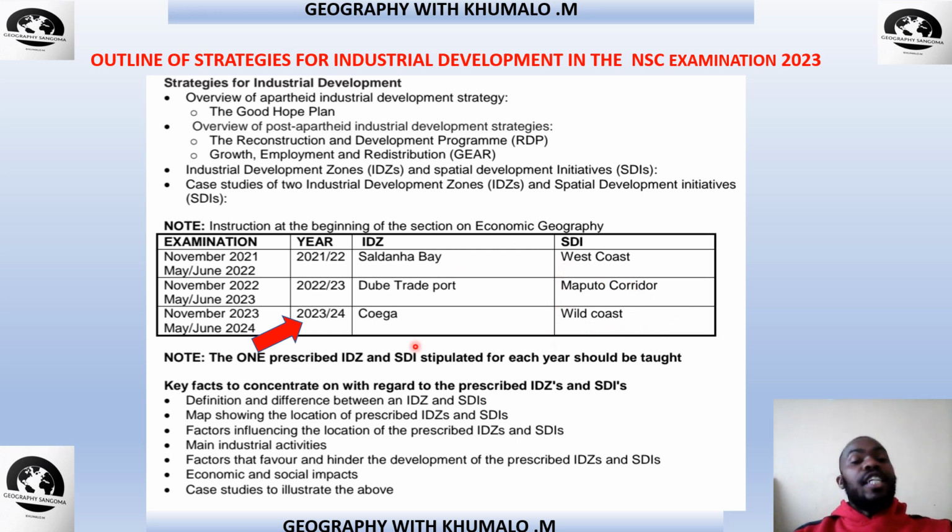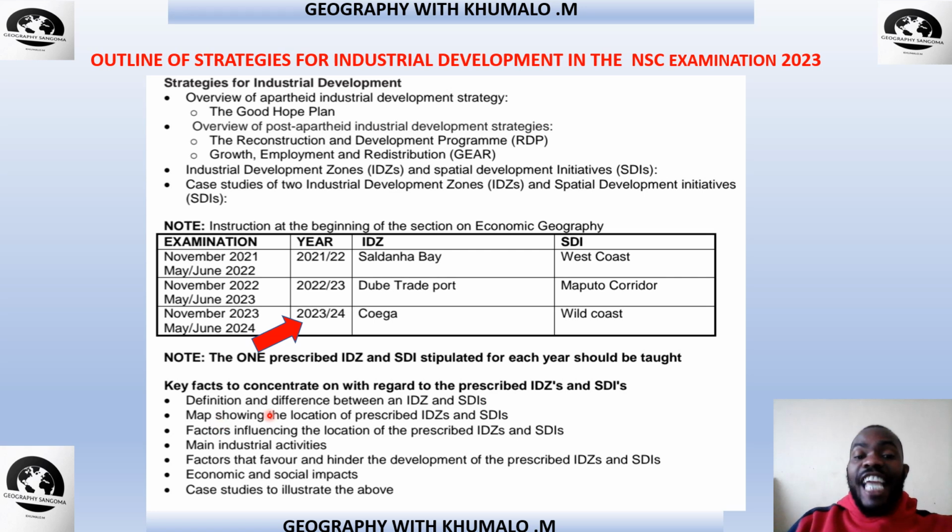For the 2023 final exam and the trial examination you are going to write soon, it states that you must know the IDZ is the Coega. Write it down as you're watching this lesson, and the Wild Coast, also write it down as you are watching this lesson. So let's look at what the important things are that I must know before I go into the examination. What do they want to know about this Coega? What do they want to know about this Wild Coast? What do they want to know about IDZs? And what do they want to know about SDIs?